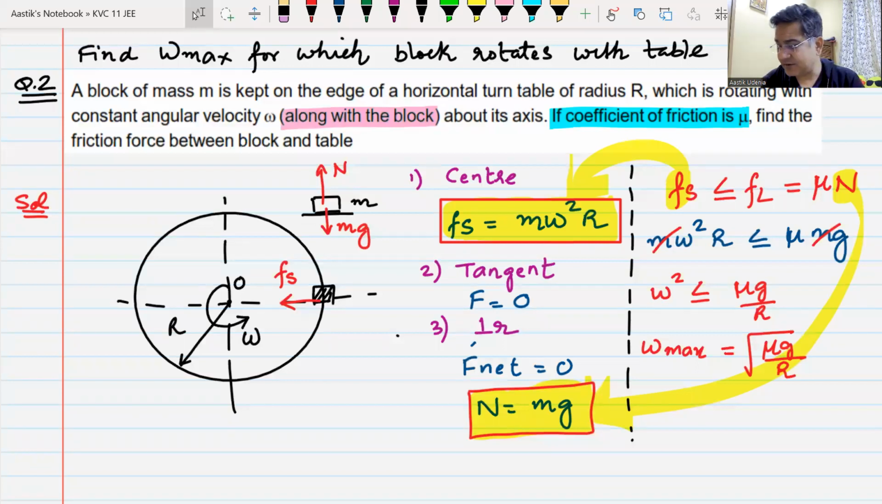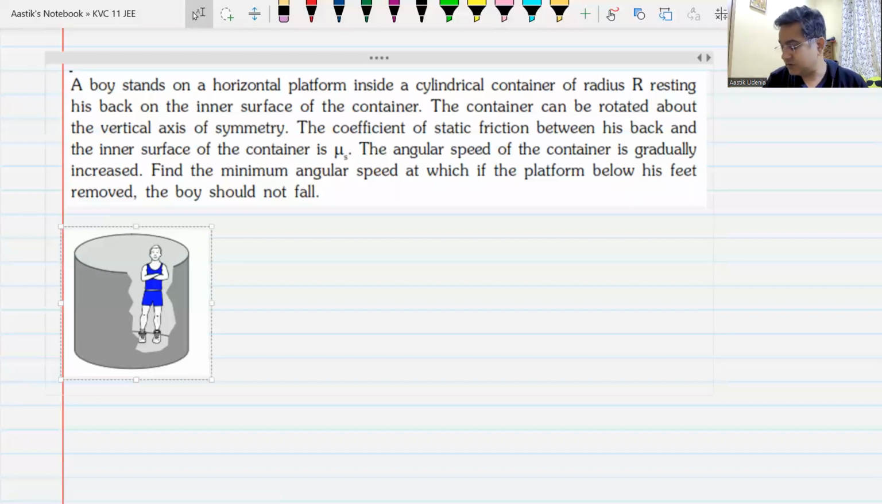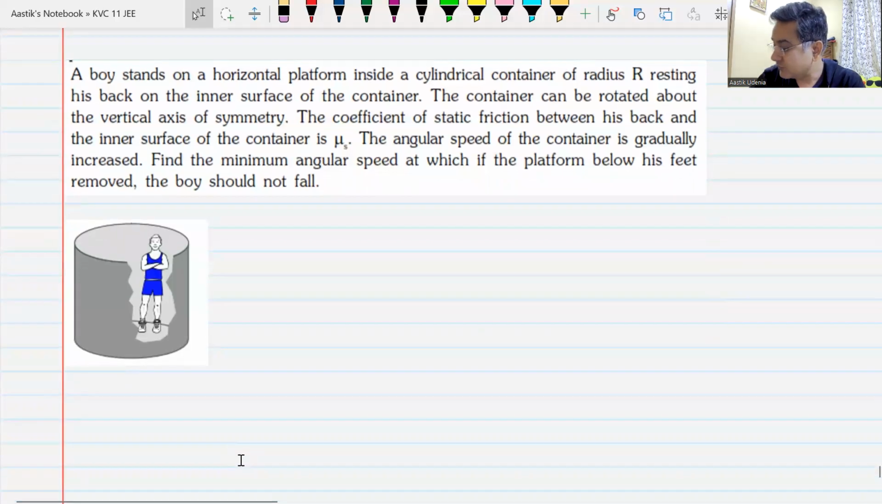Then comes the next question, which I hope that you can do. And this is known as the question of the death well. I don't know how many of you have seen this death well. Anyone has any idea what is a death well? We call this question the question of the death well. What is this question of the death well?